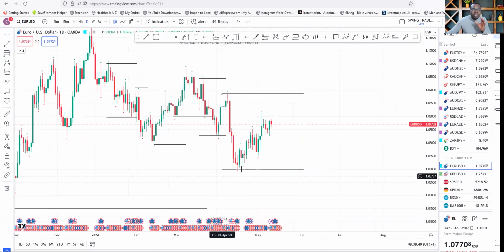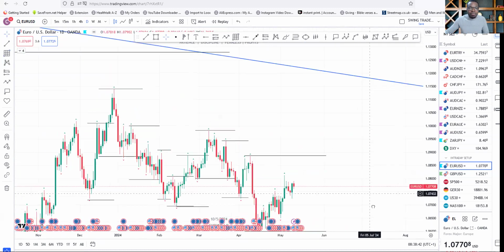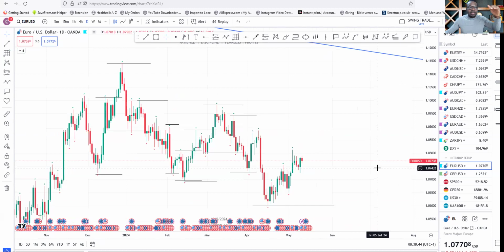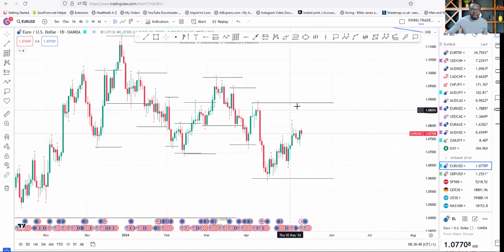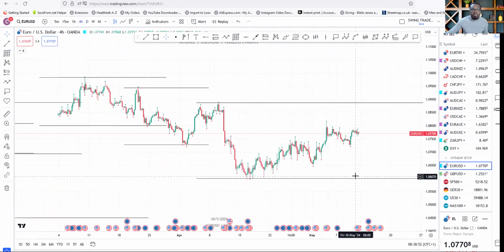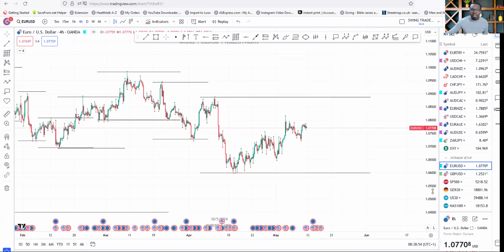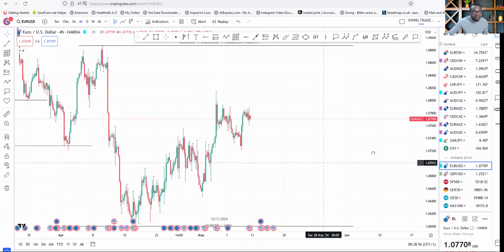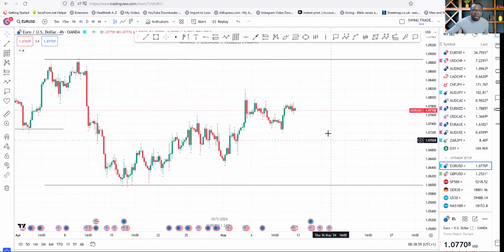So now this is where you want to start focusing on. Remember, we've done the daily range and the weekly range, but here is where you want to trade and focus on the daily range. So once you discover your daily range, you now move to the 4-hour to look at the market.